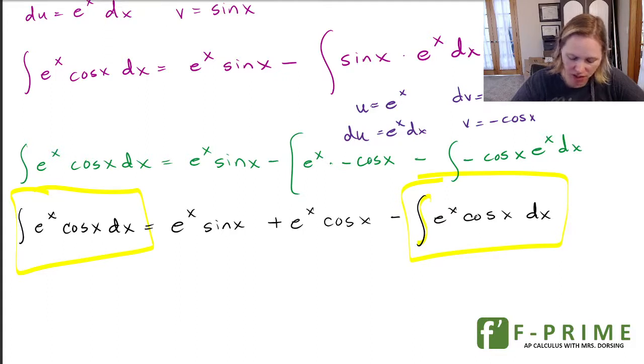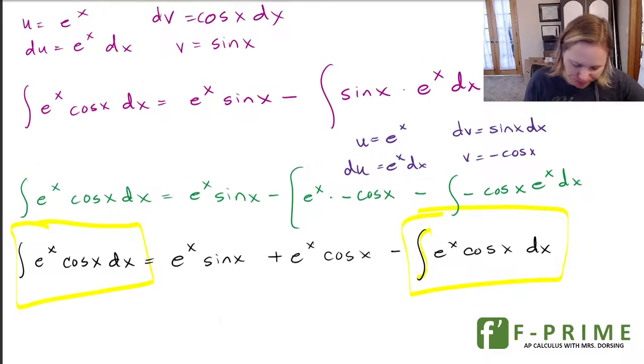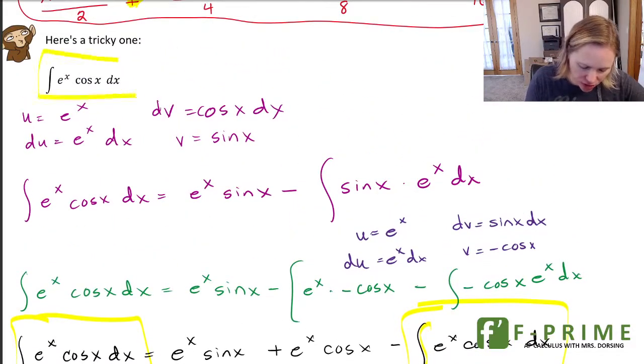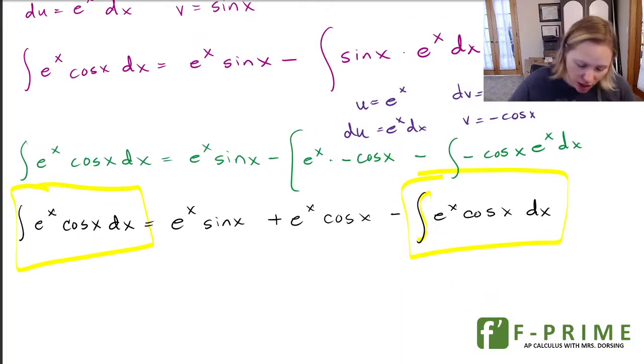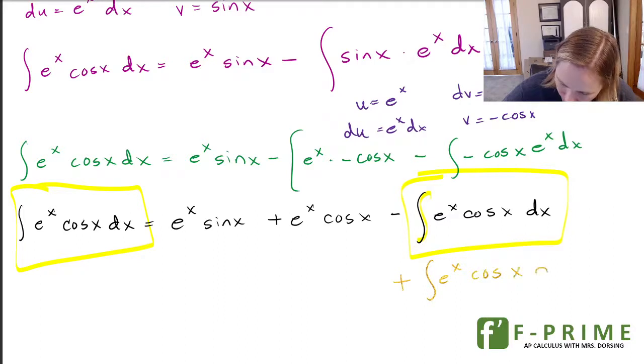If you're not writing down the entire integral, including the integral of u dv, you're going to be forced to make sure that you're constantly looking back at the original problem. And when you have a situation like this where you have two cyclical functions, it's possible that you're going to have to be really creative with how you solve for the integral. So what I'm going to do, and here's the creative part, right? I'm going to add this integral of e to the x cosine of x dx to both sides.